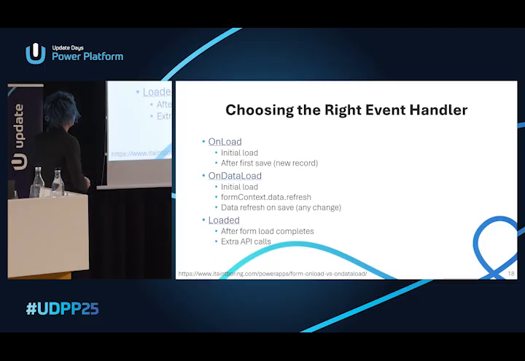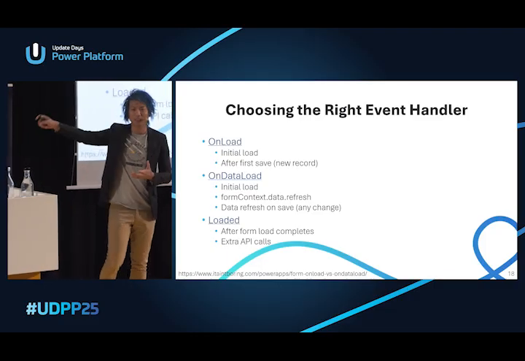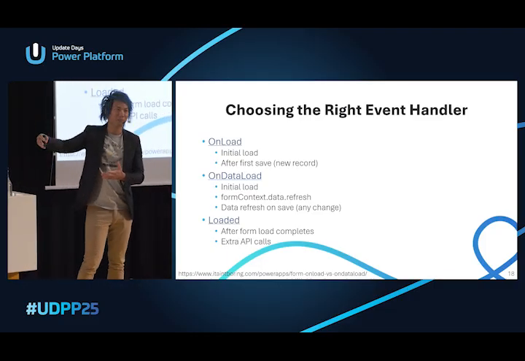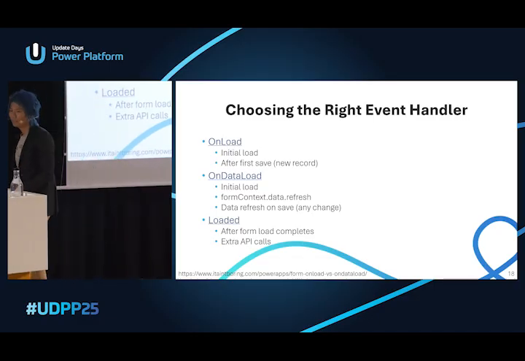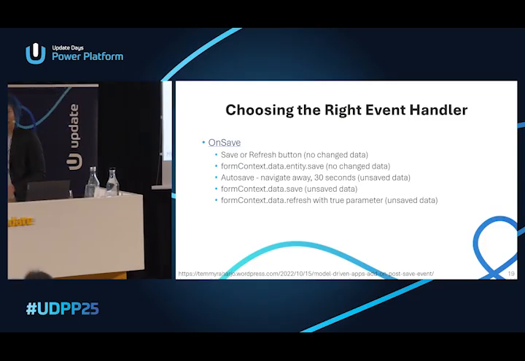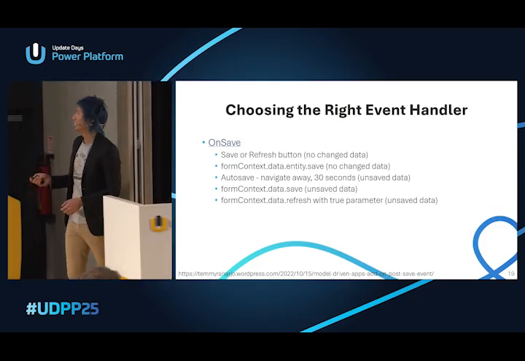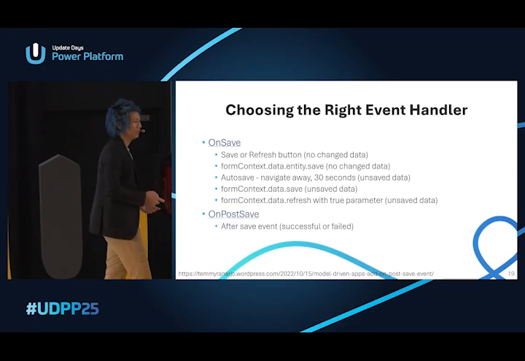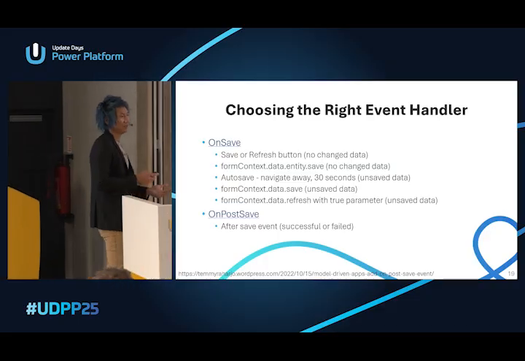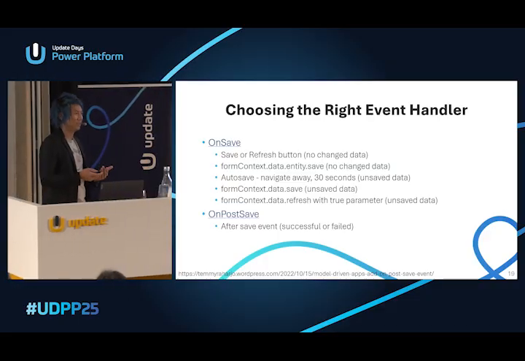For example, on loaded: if you have any heavy asynchronous API calls that populate fields hidden behind different tabs, we just put them in the on loaded. The same thing with save. We have autosave and all these things triggered on save. And if we want some business logic to validate and show something after on save, we have the on post save. It depends on whether the save succeeds or fails.